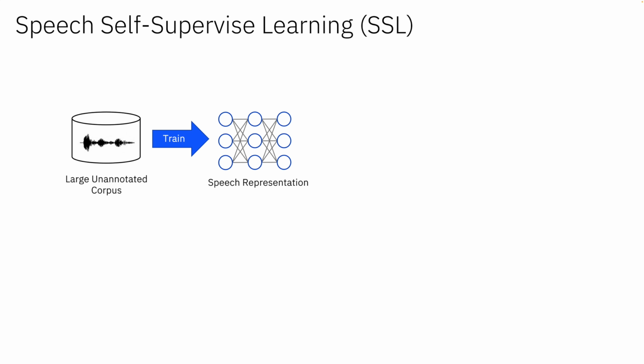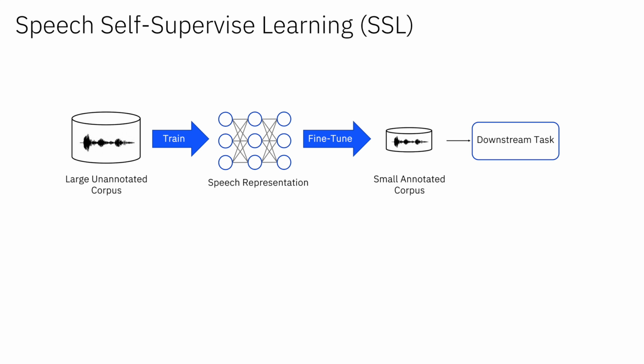The pre-training task is often similar to the next token prediction or masked token prediction task, as in pre-training a language model. The resulting pre-trained network is then fine-tuned on a small annotated dataset to perform certain downstream tasks. The key to successful speech self-supervised learning is that the unannotated corpus should be sufficiently large. In most cases, the pre-training data should be at least 1,000 hours.